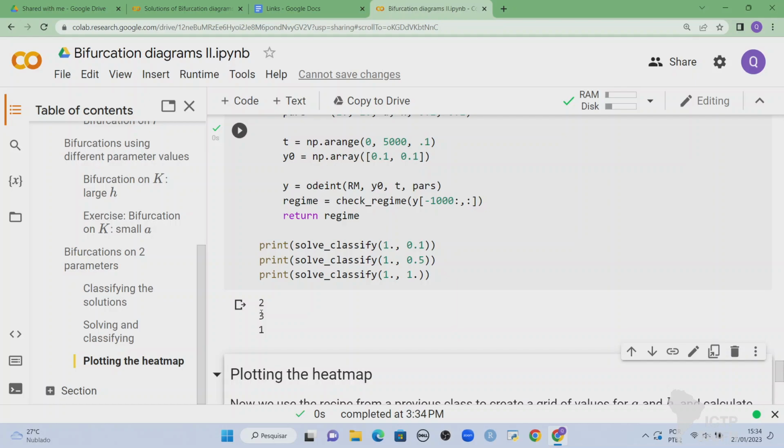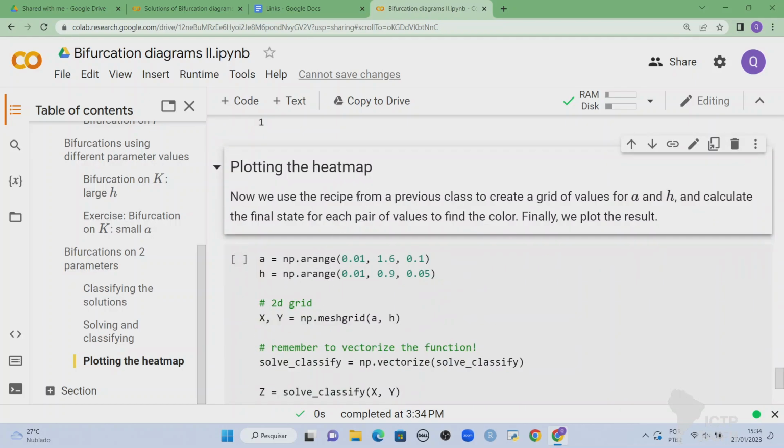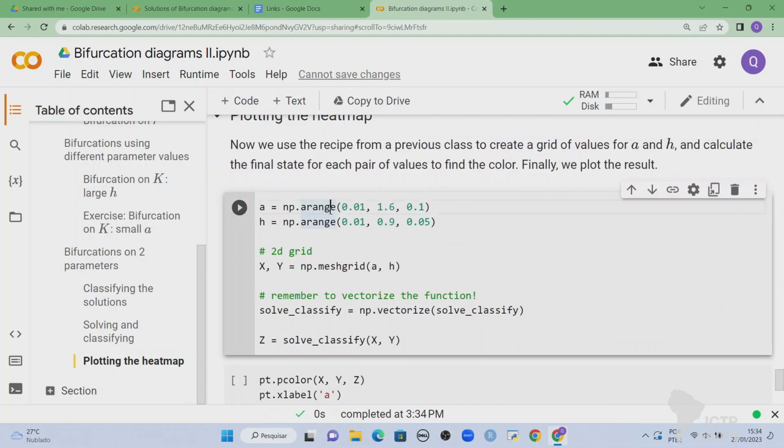And now we just follow the recipe from the other class. I create a grid with the values of A and H, right? And then run this function on each point and use the result to plot it, okay? So I have a range here of A's, from 0.01 to 1.6. I kind of guessed this a bit, okay? Values of H as well. I created this 2D grid with meshgrid, you remember that?